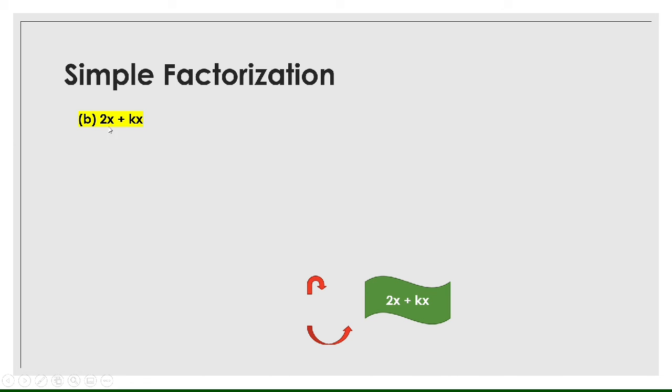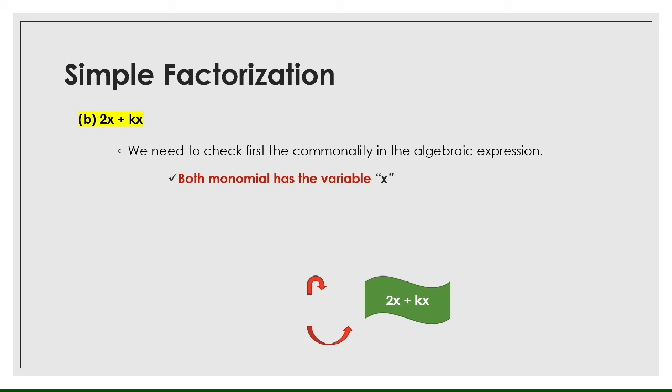So ngayon, makita nyo ang meron lang silang common ay yung letter X. Both of them have the letter X. So, like what I've told you earlier, in resolving this problem, we need to check first the commonality in the algebraic expression. Dito nakita nyo, ang common sa kanila ay X. So, both monomials have the variable X. Hence, the common factor is X. So, pag siya yung common factor, siya yung ilalabas natin doon sa parenthesis.